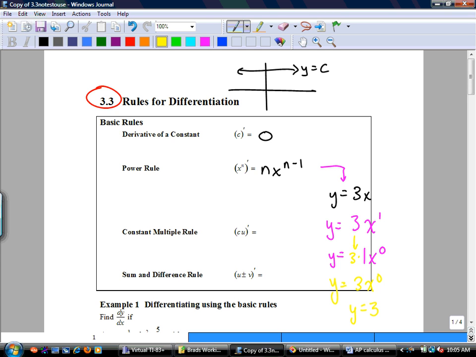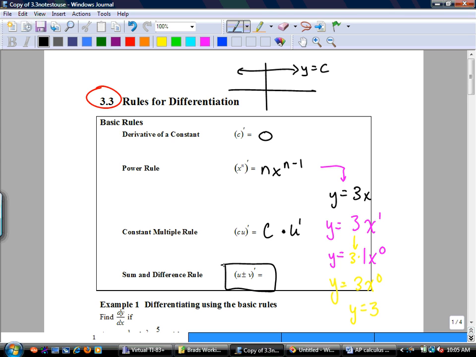So if you have a constant out in front of a function, what you're supposed to do is leave the constant alone and just take the derivative of the function itself. We'll do a whole bunch of examples on this in a second. If I have two functions and they're being added or subtracted from each other, I just take the derivative of each of them separately. That's what this rule is saying.